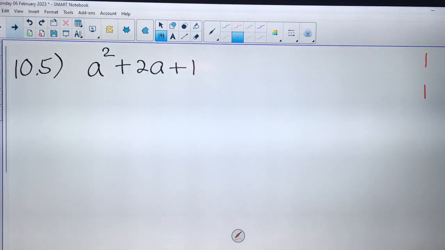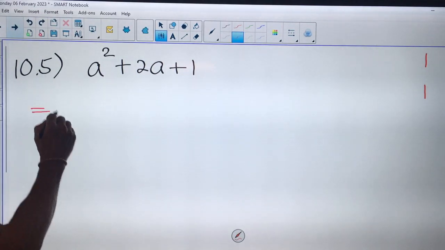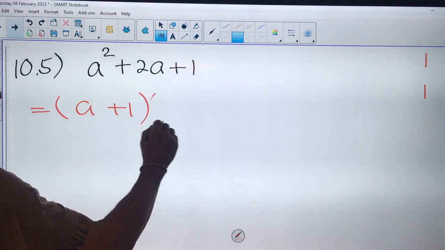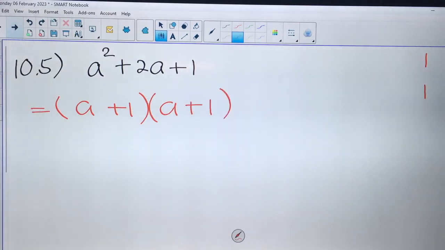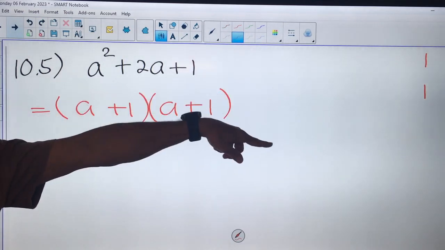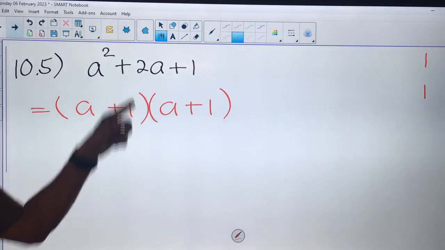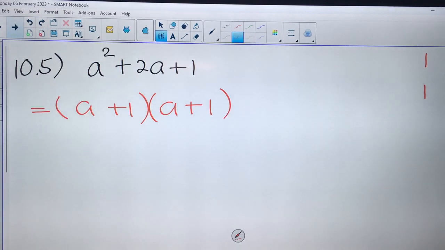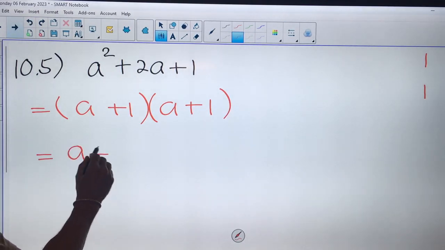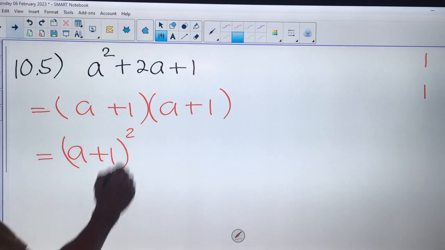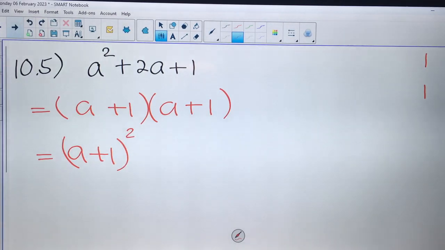Then with this one, we only have the factors of 1, a plus 1, a plus 1. Now some of you say, did you say 2? Okay, no, it's not that. It's 1 times 1, so we only have that. If we add 1 and 1, that will give us 2. And then I would like you to write this as a plus 1, but as a single bracket with a square on the outside.